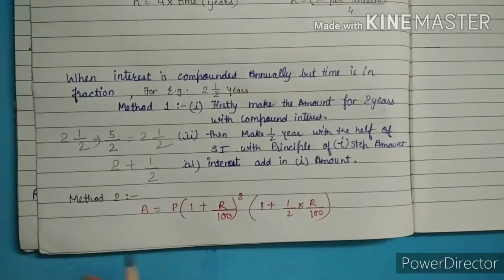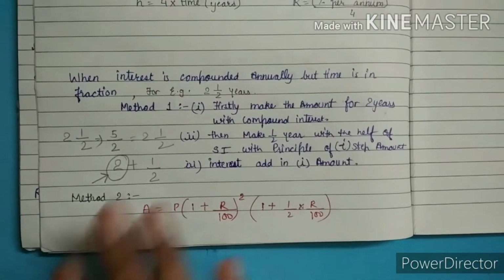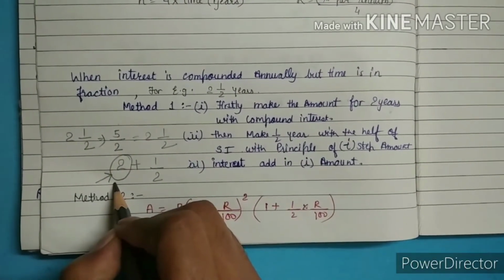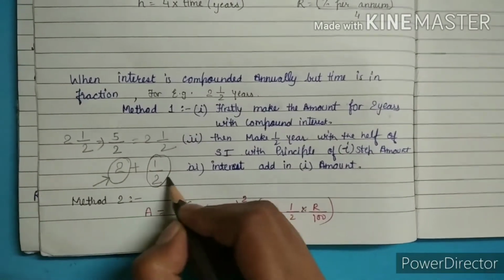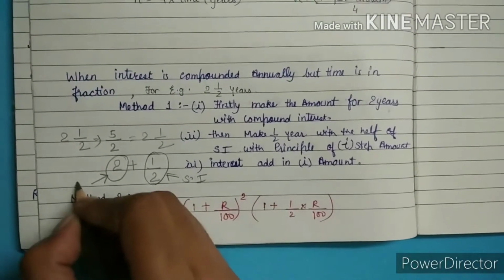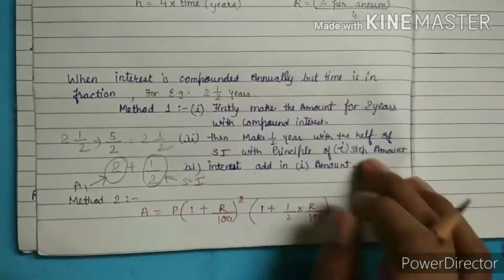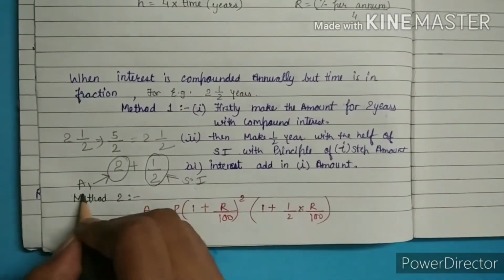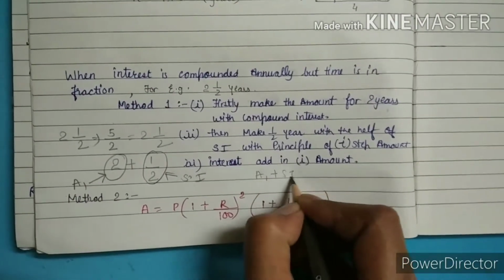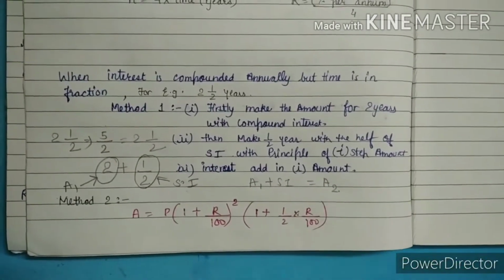Firstly, we calculate only for the 2 years, and the half year we leave. After taking the amount for the 2 years, we take the half year interest with the help of simple interest, and this simple interest will be added into amount 1. So amount 1 plus simple interest gives us A2, which is the final amount.